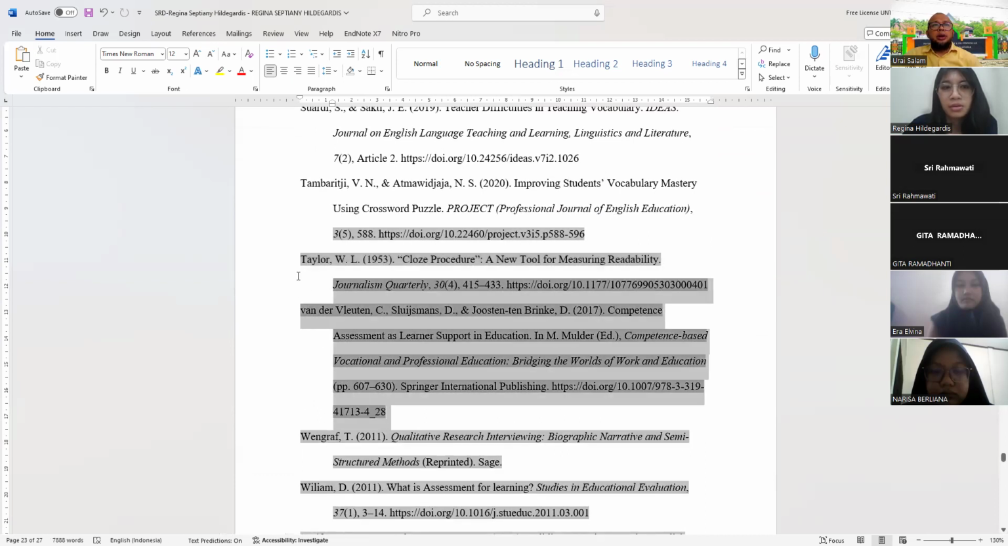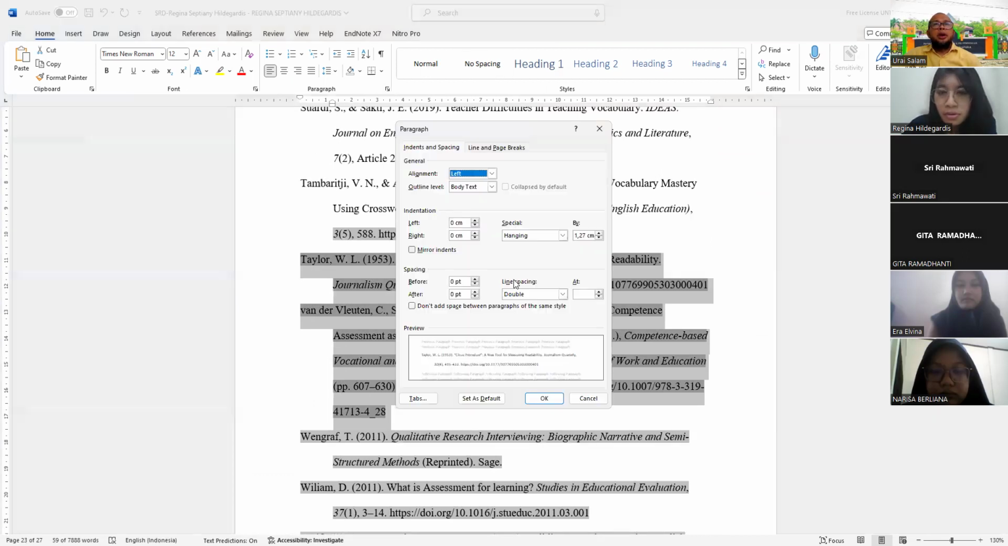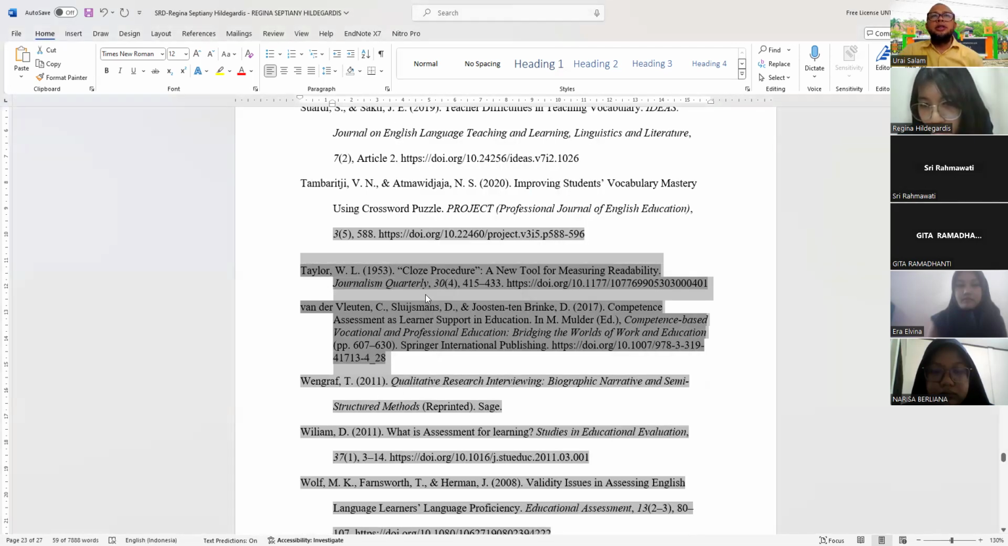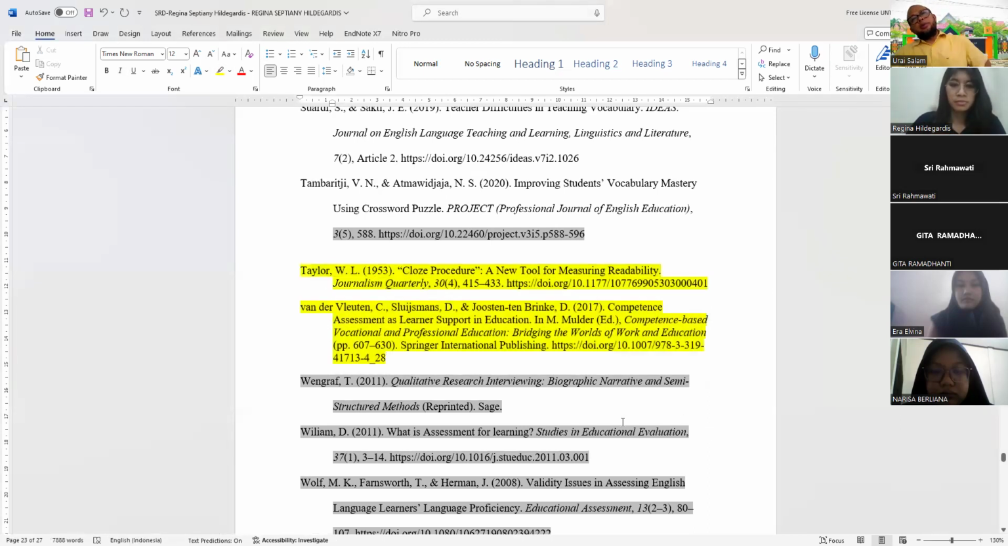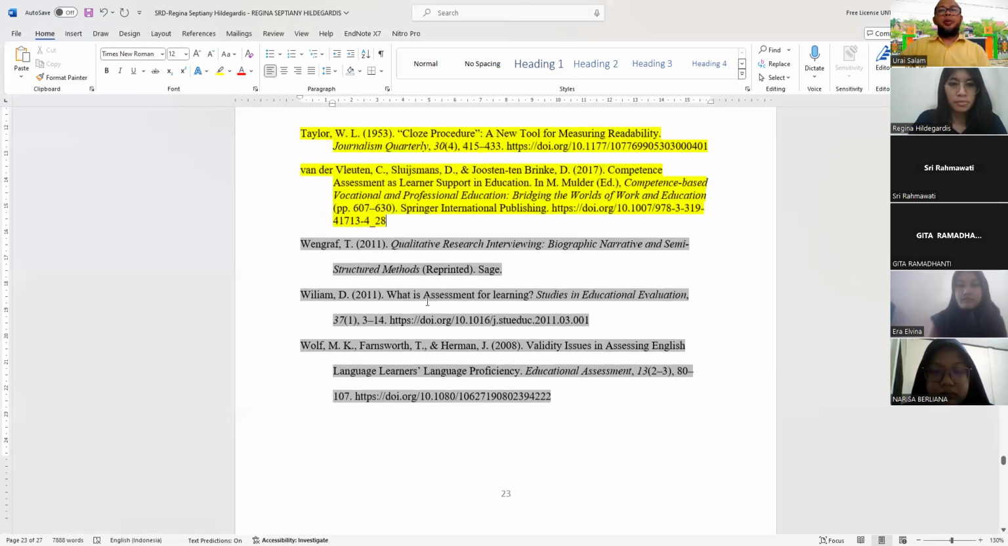Caranya misalkan begini, ya. Jadi kita ambil paragraph. This is a single line, and before and after it is 12. Something like this, it will look like this. Nah, jadi seperti ini dia jadinya. Kalau untuk yang referensi.